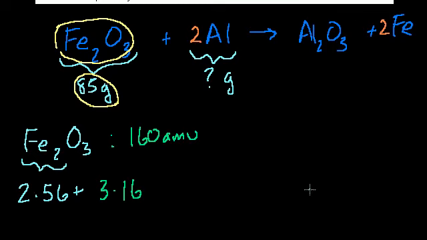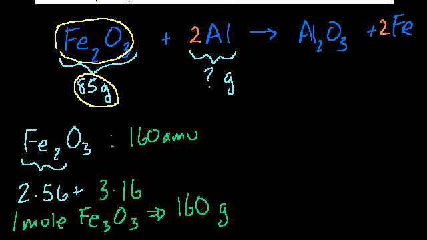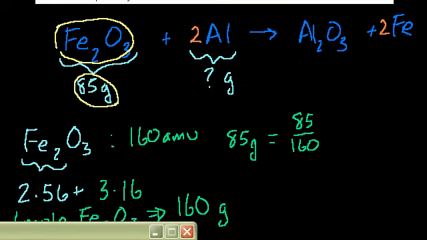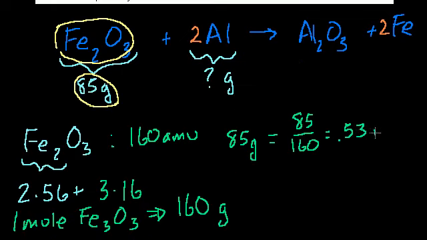So 1 mole, or 6.02 times 10 to the 23 molecules of iron 3 oxide, is going to have a mass of 160 grams. So in our reaction, we said we're starting off with 85 grams of iron oxide. How many moles is that? Well, 85 grams of iron 3 oxide is equal to 85 over 160 moles. So that's equal to 85 divided by 160 equals 0.53125 equals 0.53 moles.